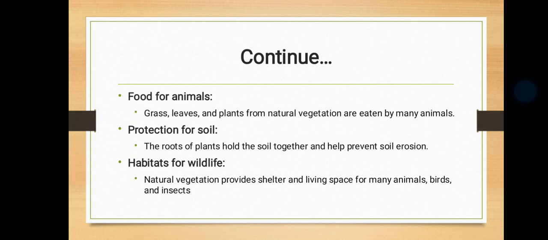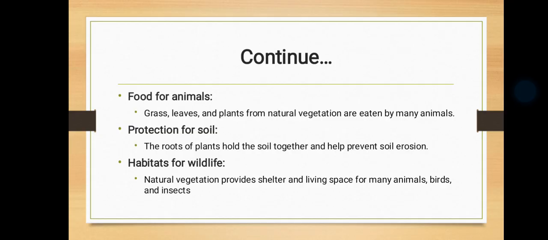And finally, the last one is habitat for wildlife. Forests and plants provide habitat for wildlife, including many species of birds and animals. So, it is very important to protect and conserve natural vegetation for future generations.